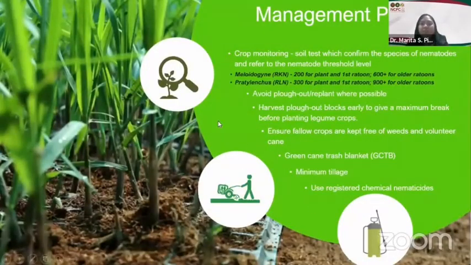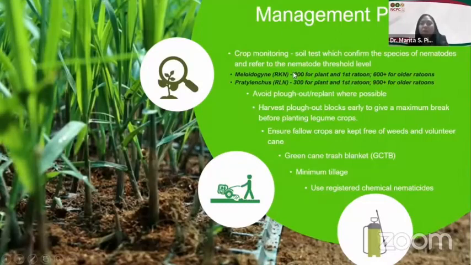As for management, crop monitoring is the most important. For crop monitoring, you can do soil tests, since nematodes are soil-borne, to confirm which species are present in the soil before planting, and then refer to the threshold level. I found one study guide on nematodes of sugarcane. They have identified threshold levels for Meloidogyne and Pratylenchus.